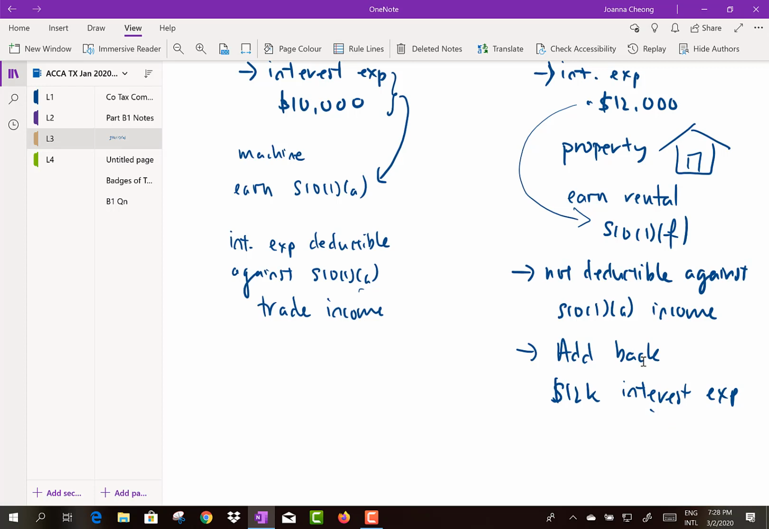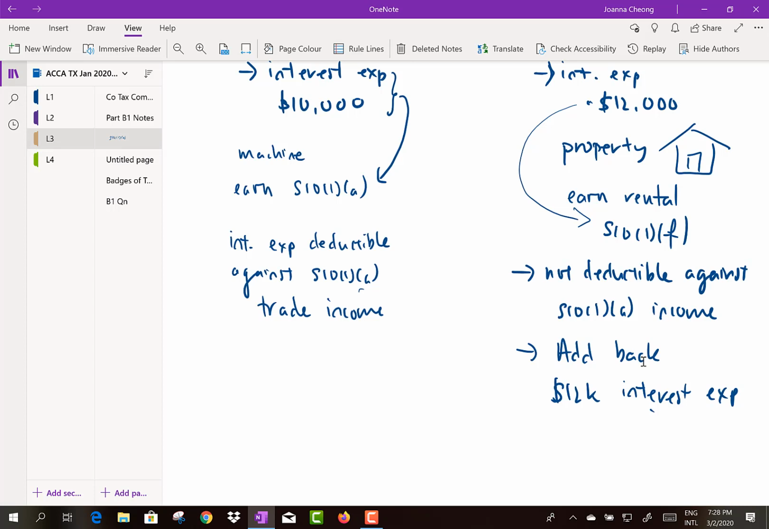All right, it's only when you look at the rental income, then you will deduct it against the rental income. But I told you already, initially what we want is the trade income. All right, so anything that is non-trade, you have to remove it. That is why you have to make this adjustment. So you have to add back 12,000 interest expense. You will only deduct much later on when you are handling the rental income. Are you with me or not?